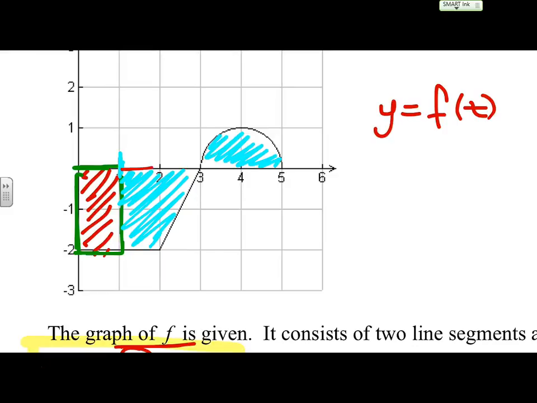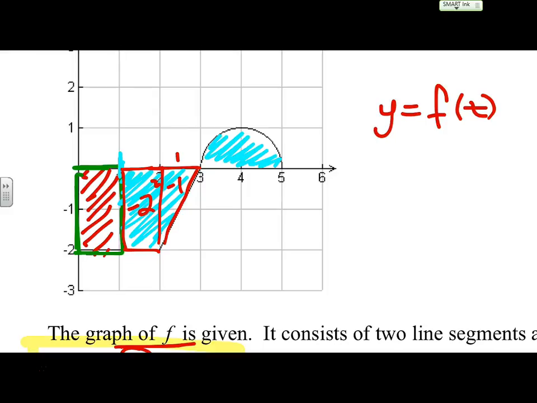What's the area of this rectangle? Base times height. So 1 times 2 is 2, but it's below the curve. True? So I'm going to mark it with a -2. The area of this triangle, 1/2 base times height, 1 times 2, base of 1, height of 2. And after that, that's going to be -1. 1/2 base times height, 1/2, 1 times 2. It's going to be 1, but it's below, so negative.